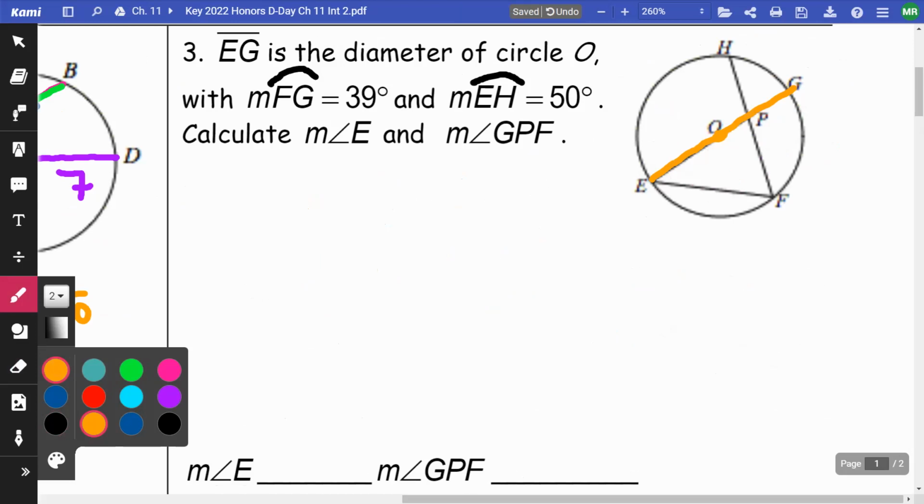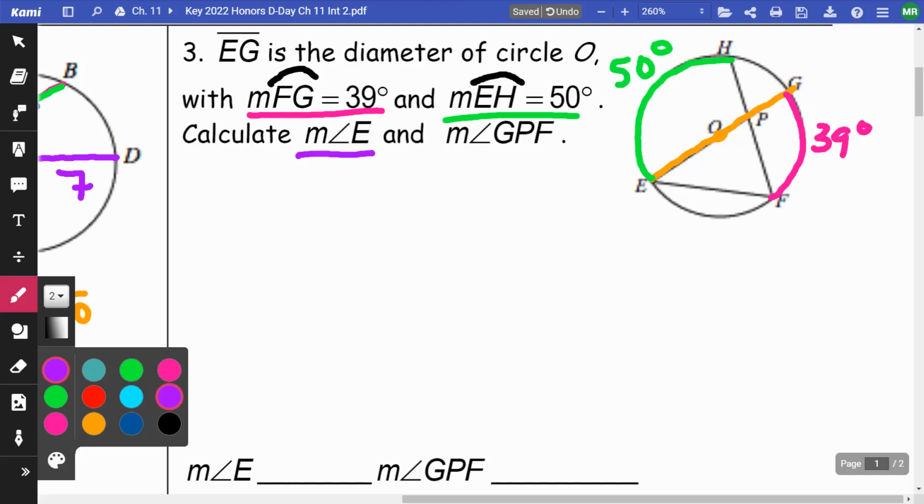I also know that the measure of arc FG, the arc measure right here, is going to be 39 degrees. I know that this arc measure, E to H, is going to be 50 degrees. And they want us to find two things, measure of angle E.